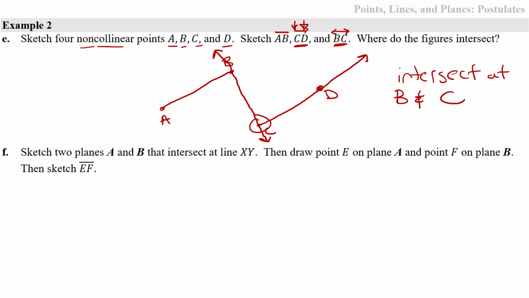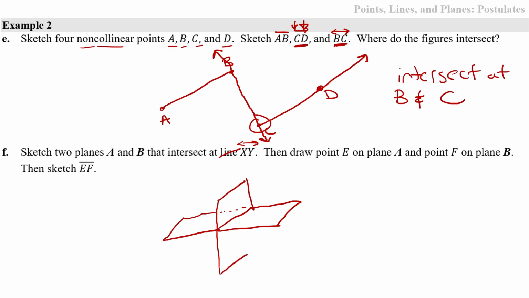And then for example F, it says sketch 2 planes A and B that intersect at line XY. Once again, sometimes you might not see the word line, sometimes you might see these little arrows on top. We're going to draw two planes that intersect at the line, then draw point E on plane A and point F on plane B. So once again, you can draw a slanted rectangle like so. And then off of that one, I'm going to piggyback this way. Excuse my picture, it's kind of hard to draw with this pen that I have.